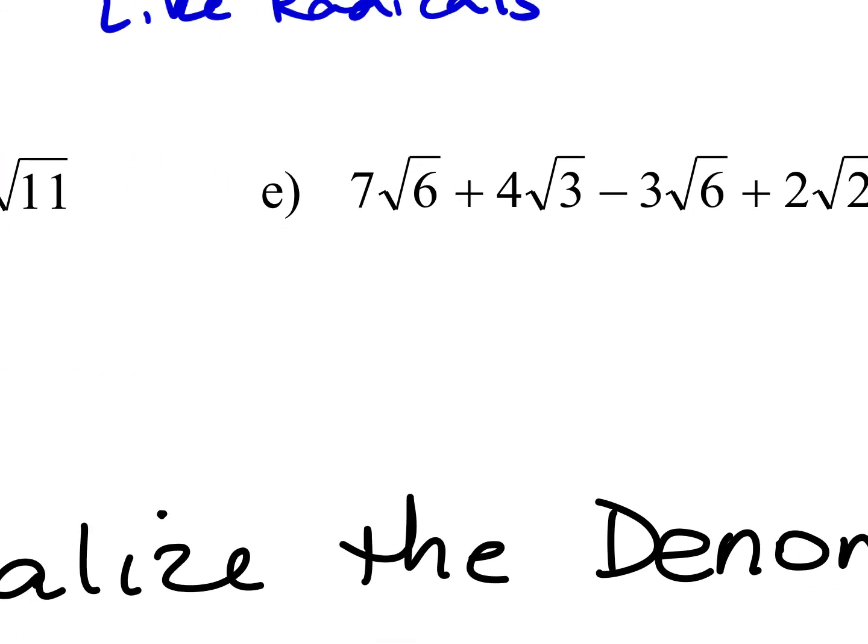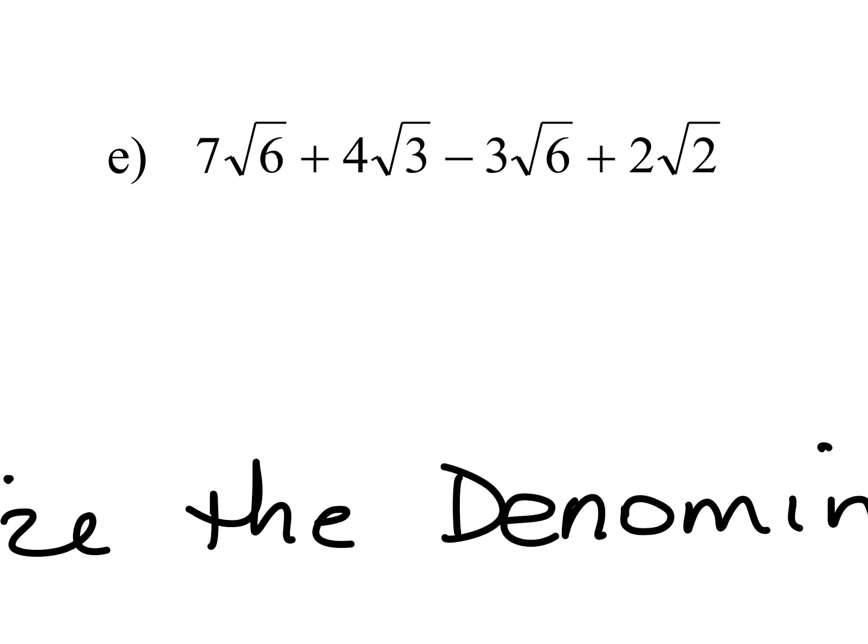All right, looking at E. Do I have any like radicals? The square root 6's. So I can combine those together. But the other ones are not like, so I can't combine those. But let's see if I can break down square root 6 to be like something else. What are 2 factors of 6? 3 and 2. Do I have any pairs? No. So can I simplify square root 6? No. So I only have 2 like terms. So these are the only 2 that I can combine.